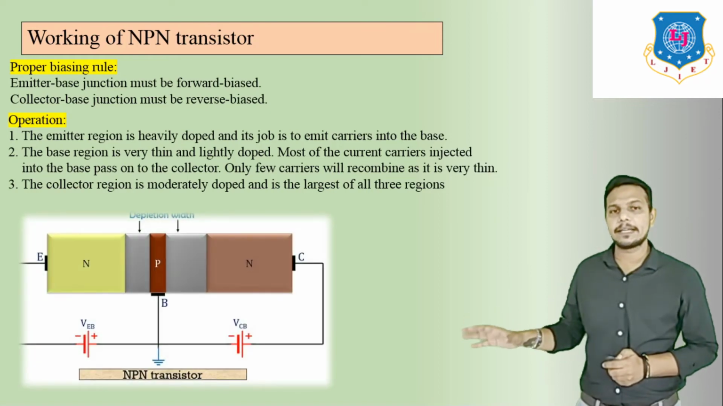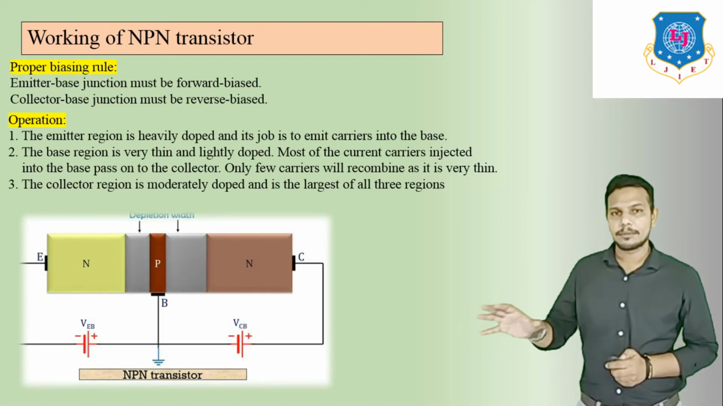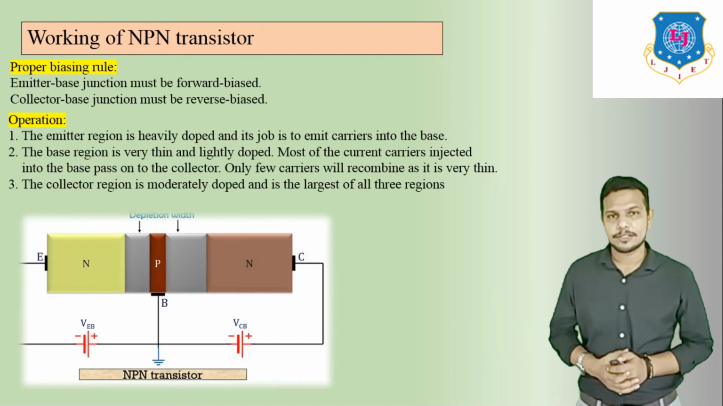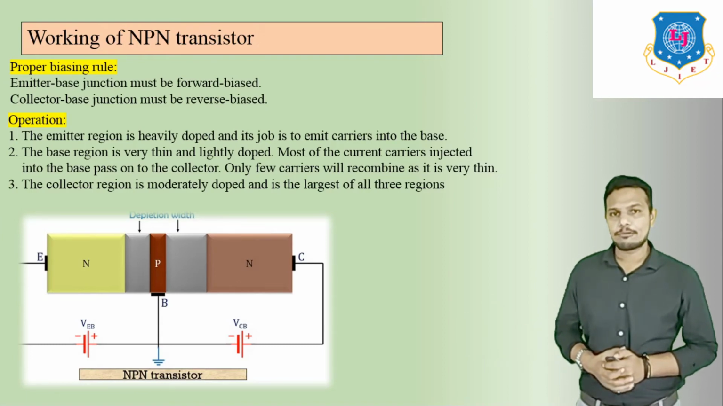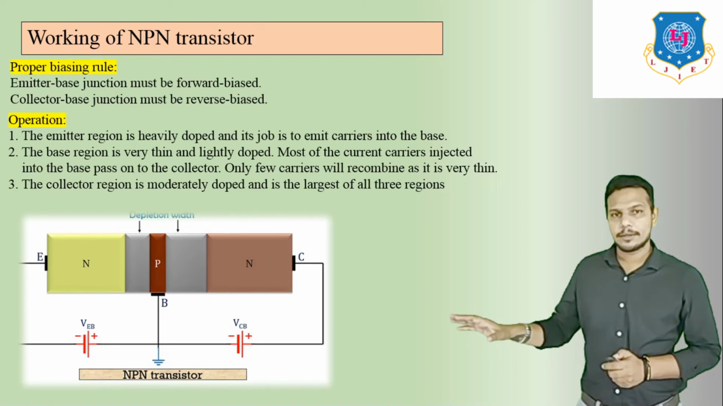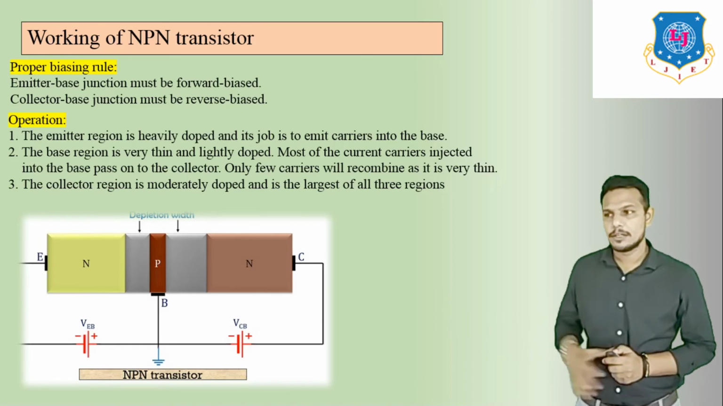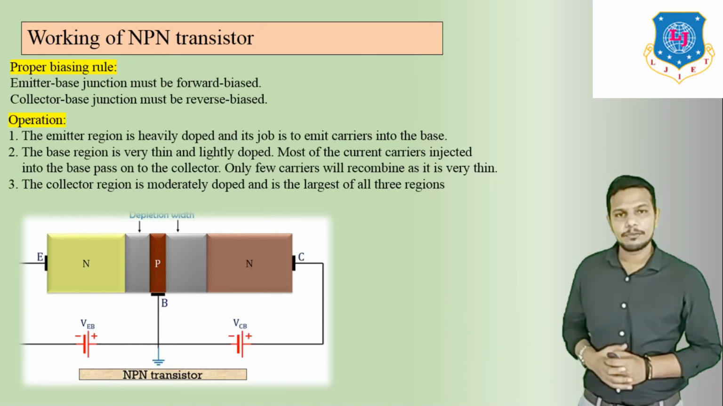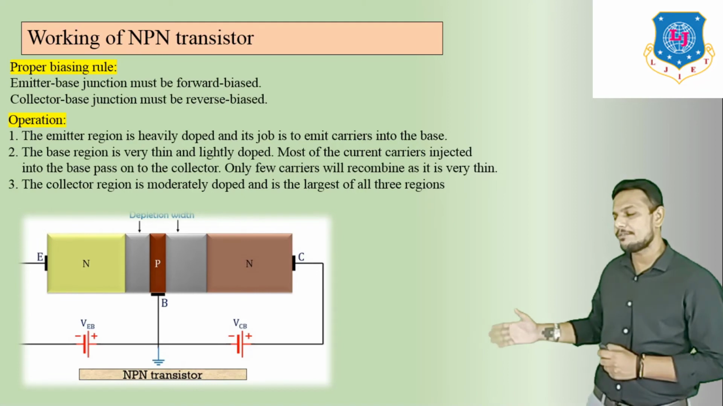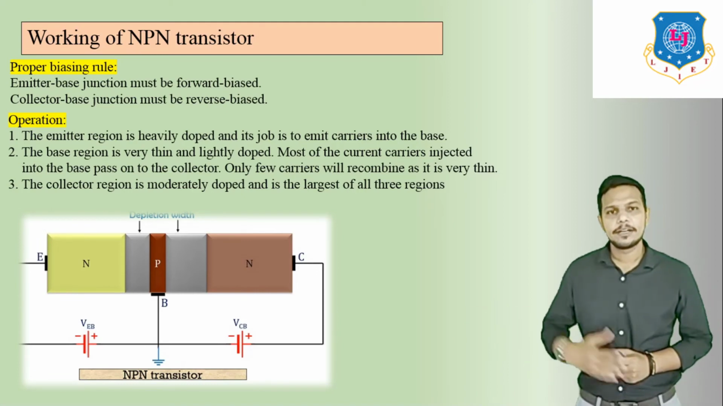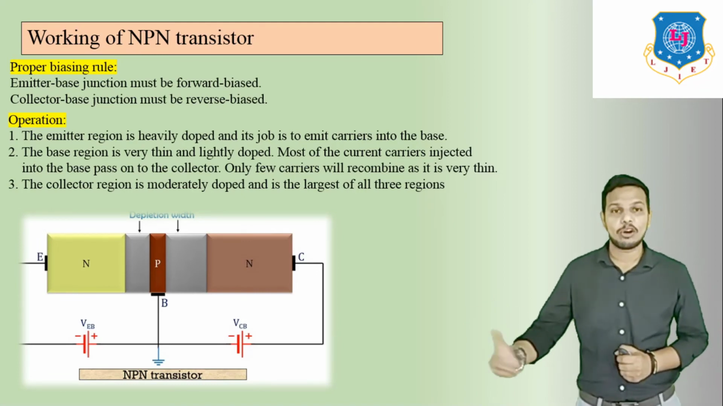Here we can see the construction with biasing of an NPN transistor. We have to connect the NPN transistor like this, in forward bias and in reverse bias. Here we can see VEB, which is connected in forward bias, and VCB, which is connected in reverse bias. Why does it become forward and reverse?